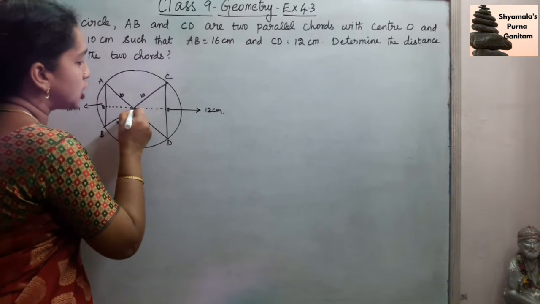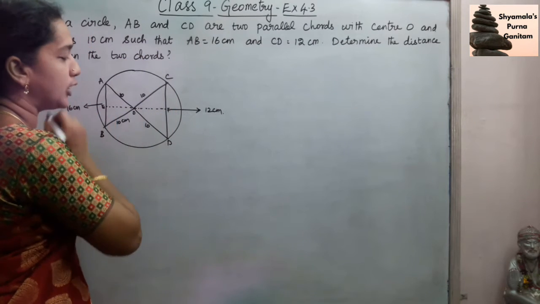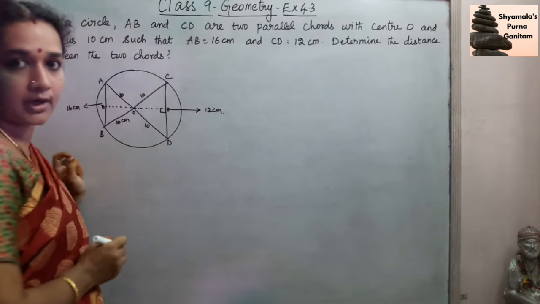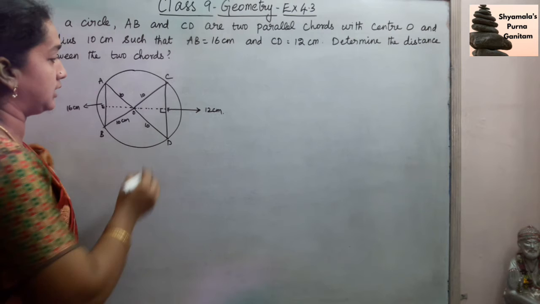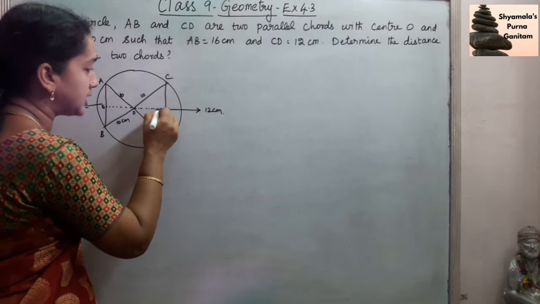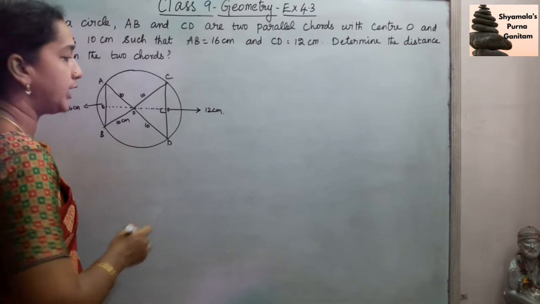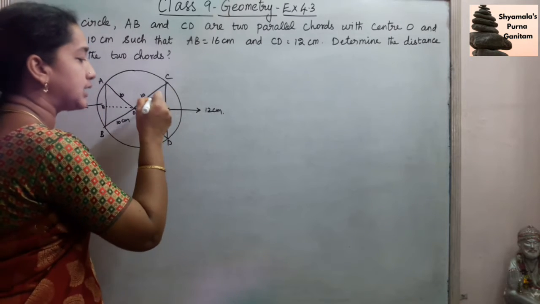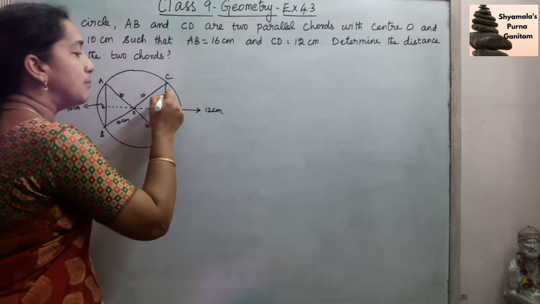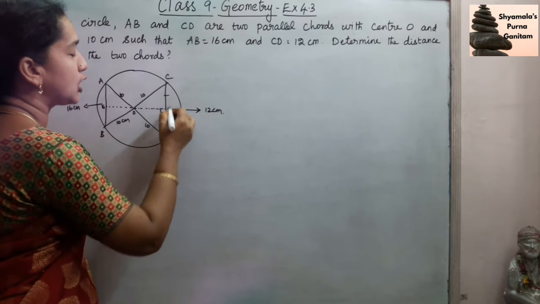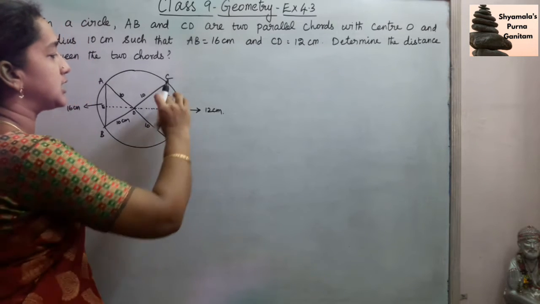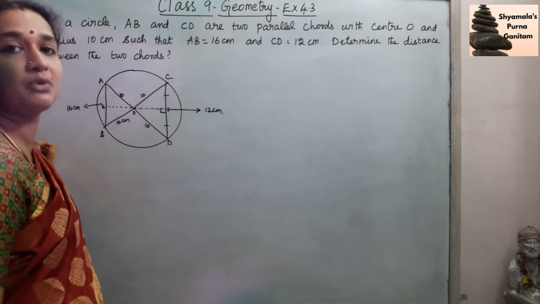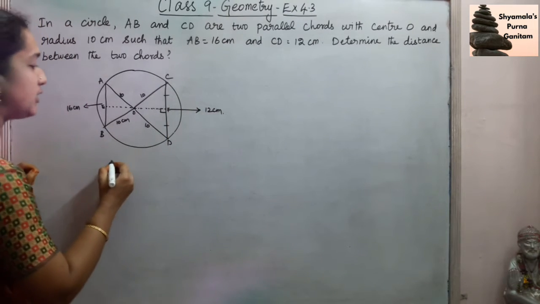If we join the lines OF and OE, they are perpendicular to the chords. So the perpendicular distance from the center point will be 90 degrees, and we will get a right angle triangle. The perpendicular line will bisect the chord. The length of CD is 12 centimeter, so FD and CF will be half of that. All these things we will mention.